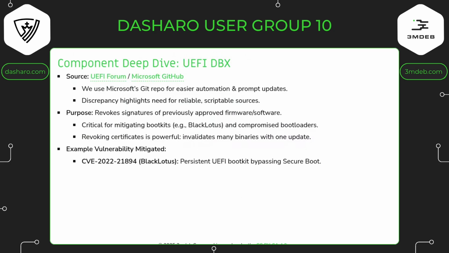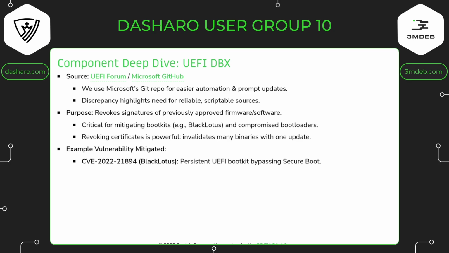Then we have the UEFI DBX, or revocation list. It's sourced from the UEFI Forum or from Microsoft GitHub. We use Microsoft's Git repository for easier automation and for quicker updates. While working on this automation, I noticed that the file provided by the UEFI Forum is actually older than what Microsoft provides on their GitHub repository. Presumably they updated the GitHub but forgot to update the UEFI Forum. So this highlights why we need a reliable source that we can use.